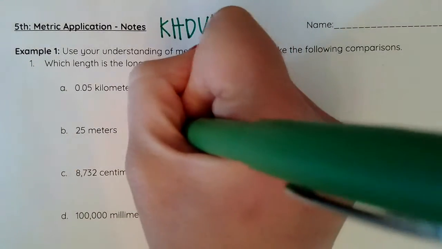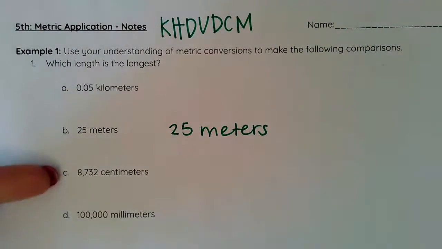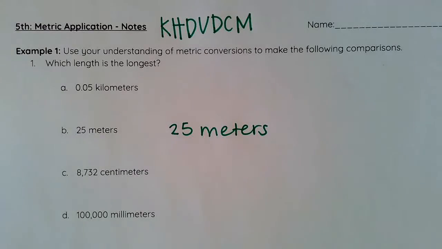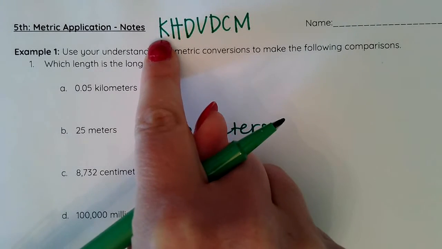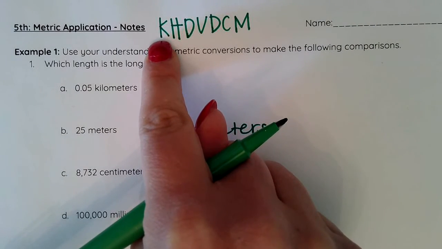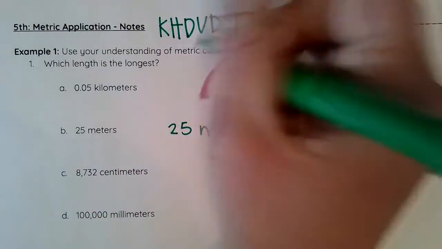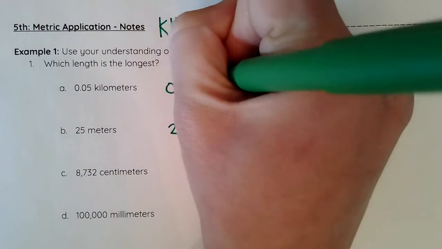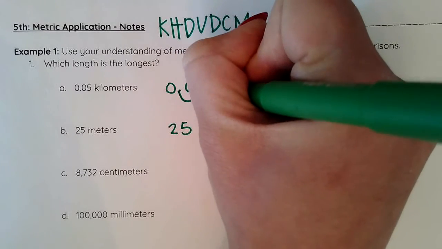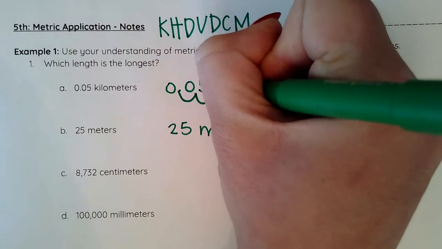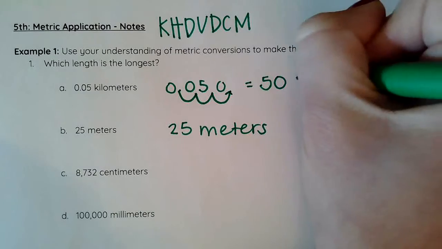So I'm going to rewrite just my 25 meters here. That's going to stay the same. So I need to convert these other 3 to be meters. Well, to convert kilometers to meters, I go ahead and look at my chart and see that I need to move my decimal 1, 2, 3 times to the right. So I've got 0 and 5 hundredths. I move my decimal 1, 2, 3. That means an extra 0 needs to get placed there, and that's going to equal 50 meters.